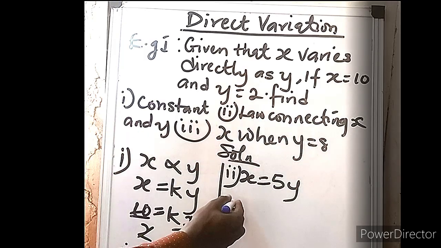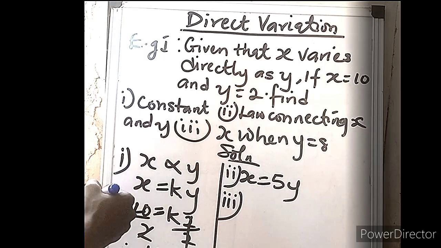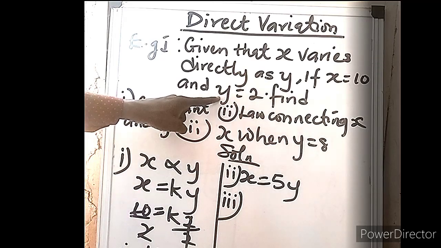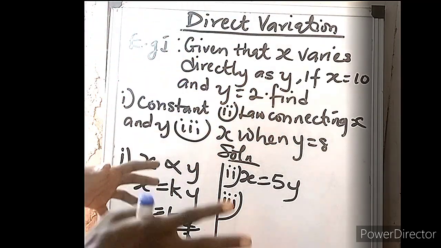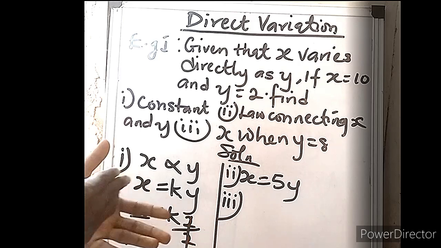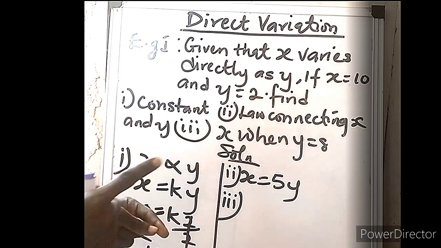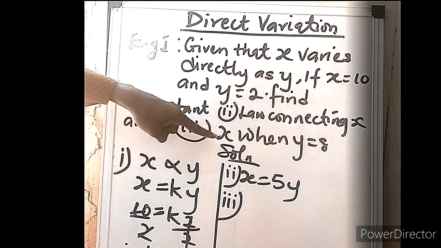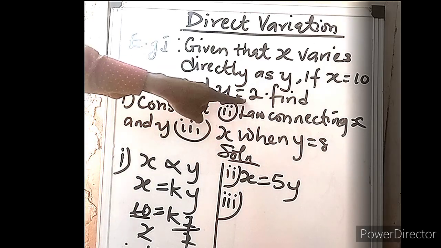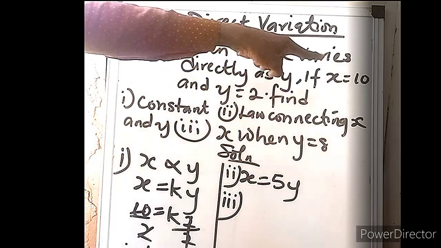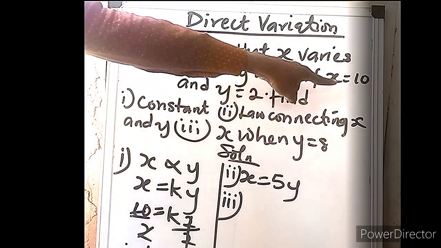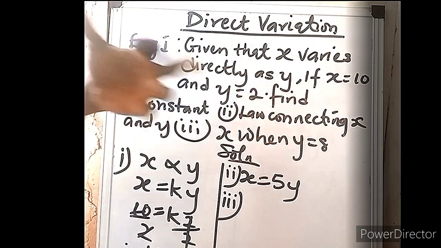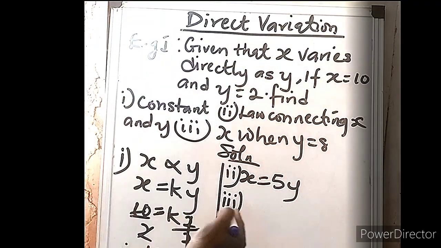And for part number 3, we are told to look for x when y has increased to 8. Remember, y was formerly 2, now y has increased to 8. In direct variation, an increase in one quantity leads to an increase in the other quantity as well. X was initially 10 and y was 2. Now y has increased to 8 from 2. That means x must have increased from 10 to a new value. So how do we get this? Put down your formula again.